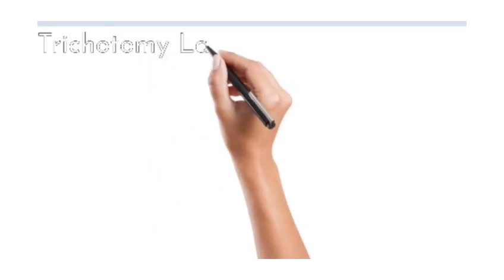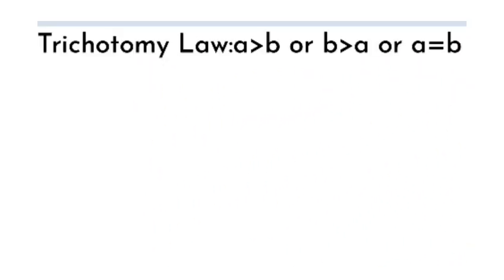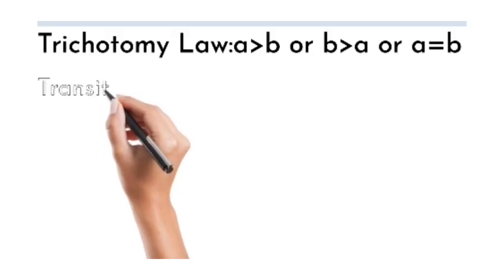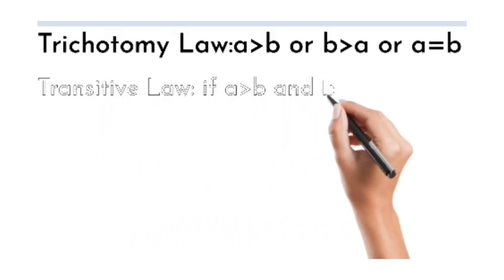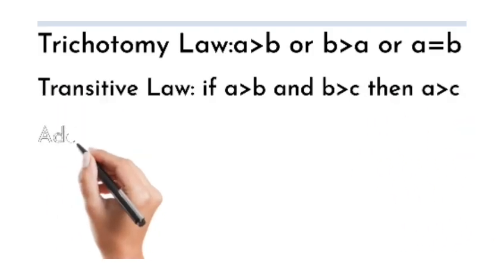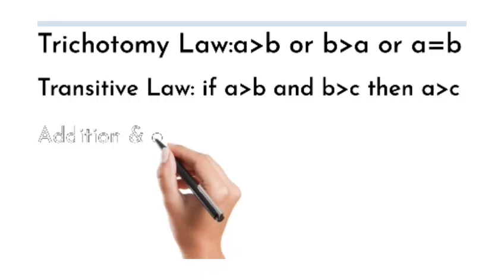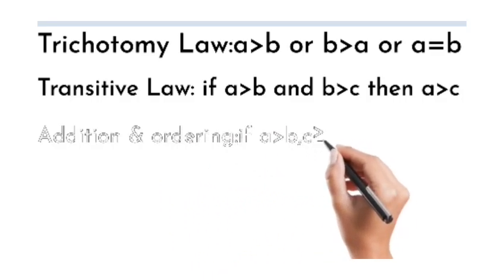So the first one we need to look at is our trichotomy law. And what is a trichotomy law? When A is greater than B, or B is greater than A, or A is equal to B, that is, there must be a situation where either one of these three holds. Either A is greater than B, or B is greater than A, or A is equal to B. These are the 3 conditions that must hold for the elements.